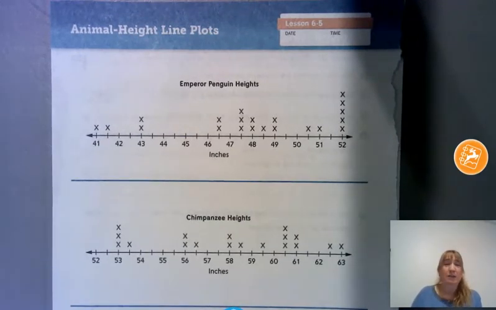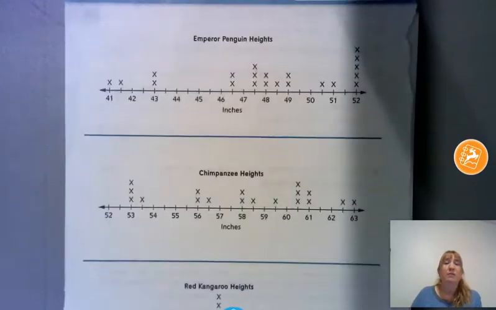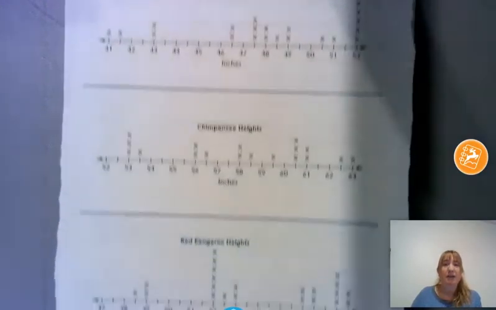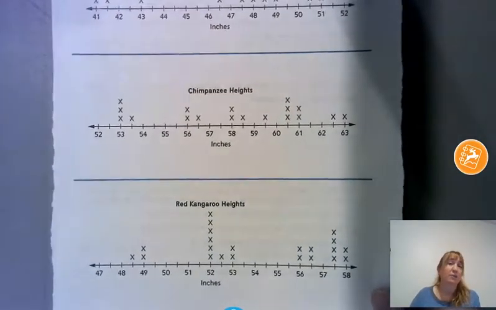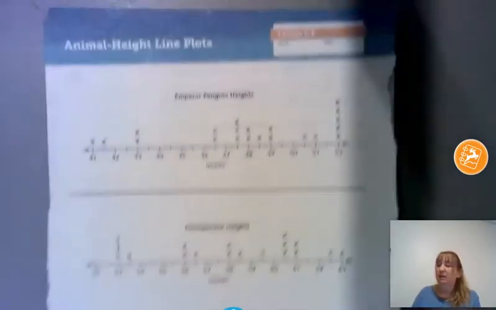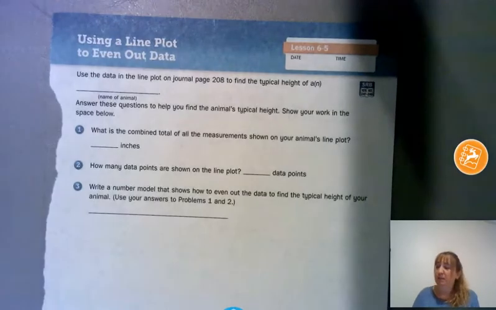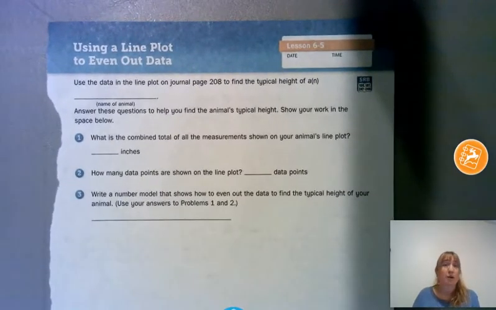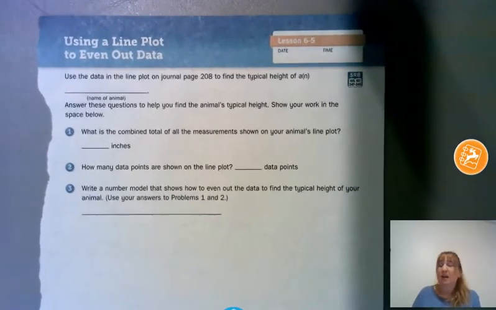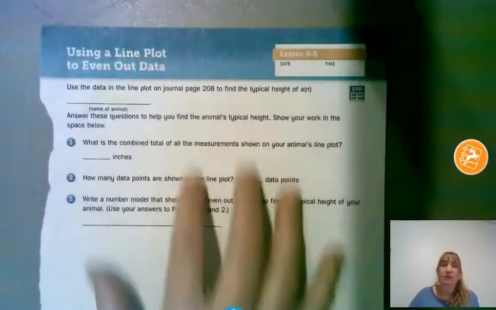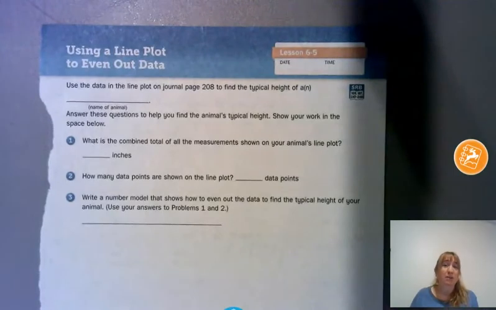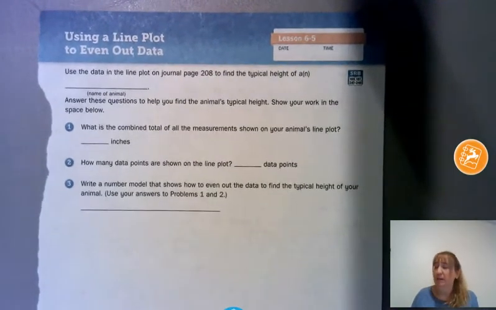And as you'll be able to see on page 208, you'll see animal height line plots. The first one is on emperor penguins. We have one on chimpanzees, and we have the heights of red kangaroos as well. Now, if you look at page 209, we are going to choose one of those animals. We're going to figure out all the information about that line plot, and we are going to answer questions based on the information that we find in the line plot.